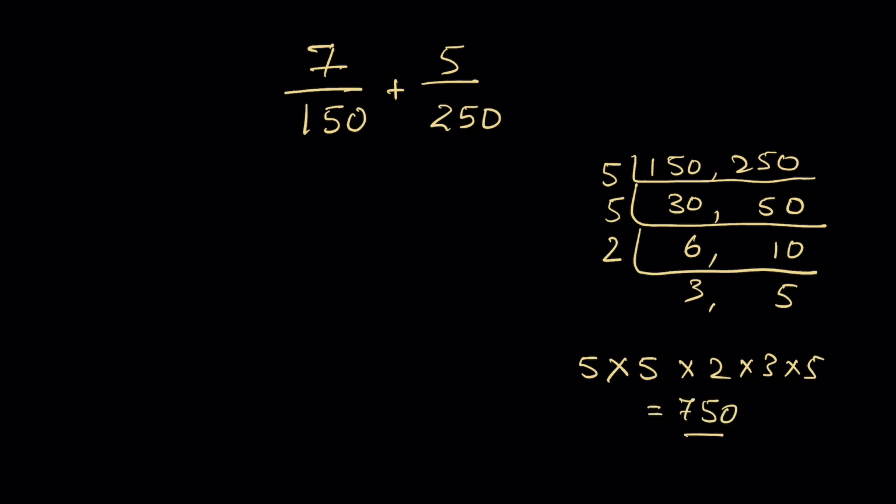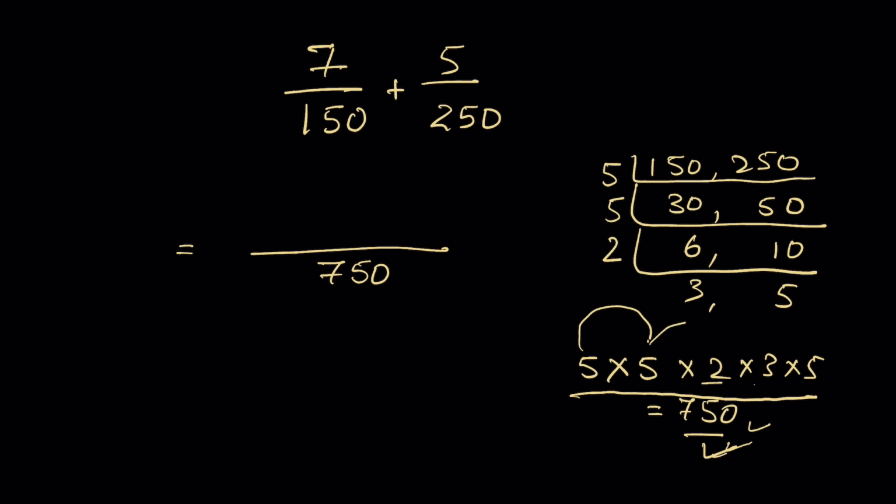So you can see here the division method is much faster because it will take time to list the multiples of 150 and reach till 750. So better we do this method. Now we have least common denominator 750. Again using this we can find how much will be 750 divided by 150. 5 times 5 is 25. 25 times 5 is 125 and 125 times 2 is 150. So remaining factor is 3. So 750 divided by 150 will be 3.